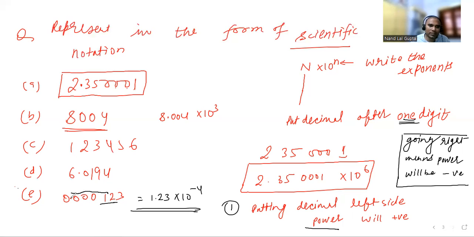Why minus 4? Because the decimal went to the right side. If you are going left side, putting the decimal left side, it will be positive. But if you are going right side, the power will be negative. Are you able to understand this one? Yes, sir. Okay. So this is what you do. Do you have the NCERT book? Yes, sir. Okay, can you open the page number I'm telling you?